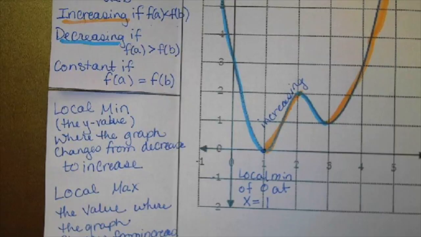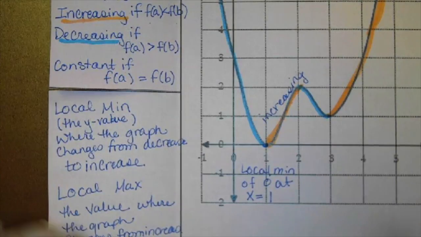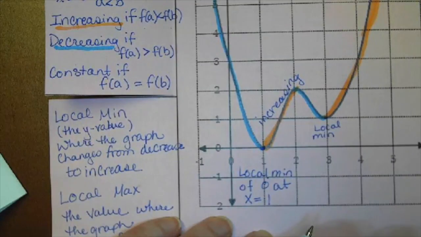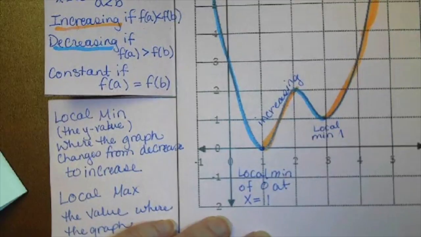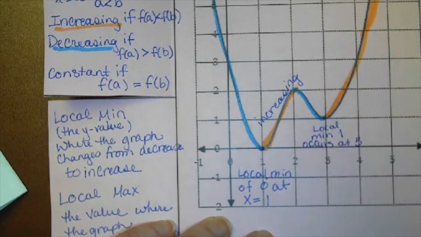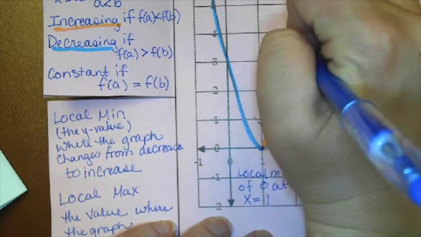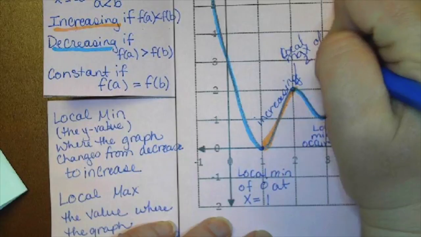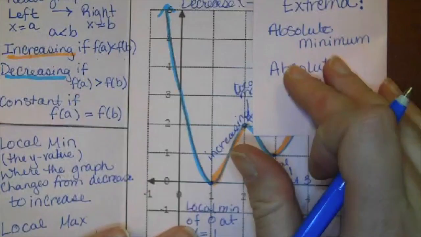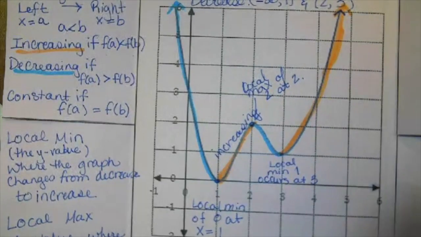For local max, what does it say after change? Changes from increase to decrease. Is infinity a number? No. So infinity can never be a minimum or a maximum. Okay, so there's another local minimum. What's this local minimum value? The local minimum value of 1 occurring at 3. And the local maximum is 2 at x equals 2.